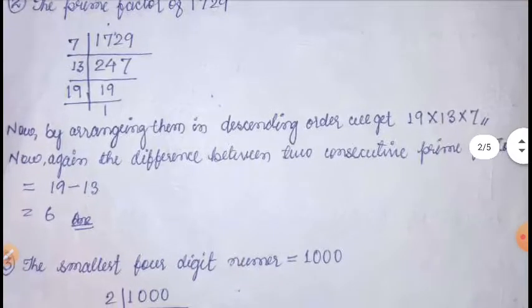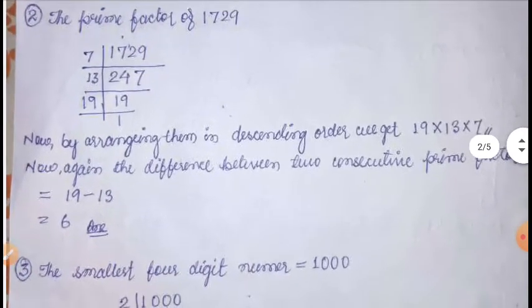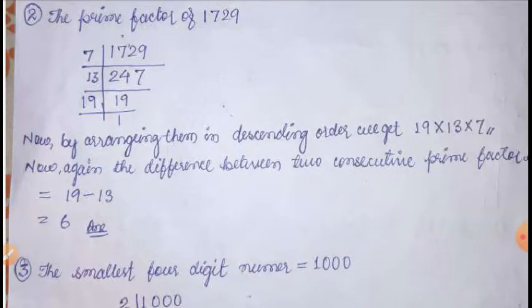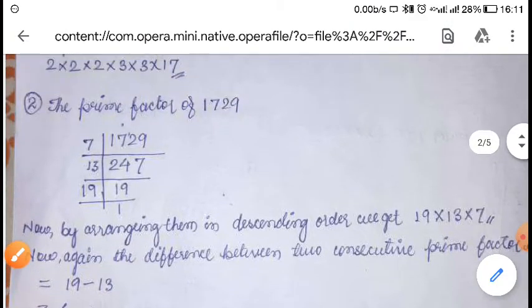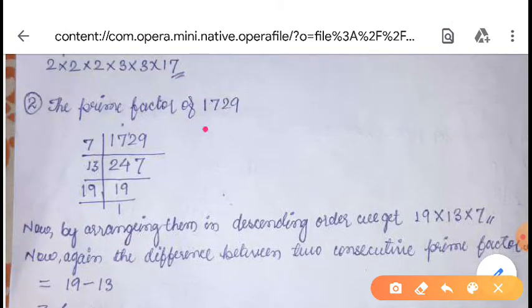Now question number 2. What is the question? You see, they have asked to find the prime factors of 1729. And after that they have asked to arrange them in descending order, means from bigger to smaller.